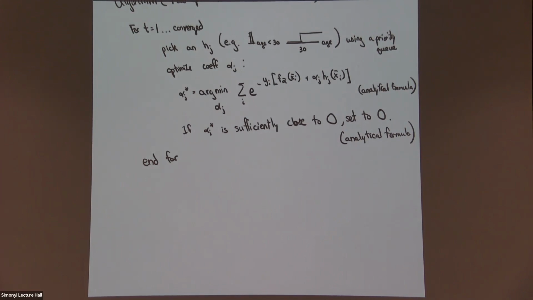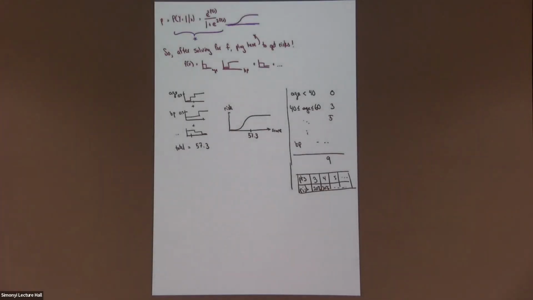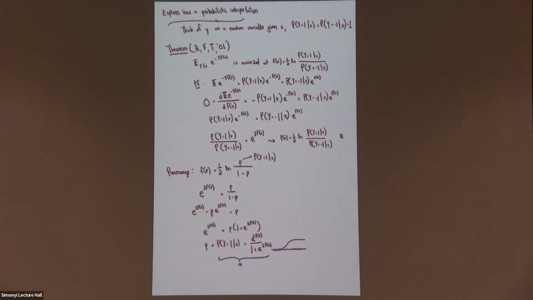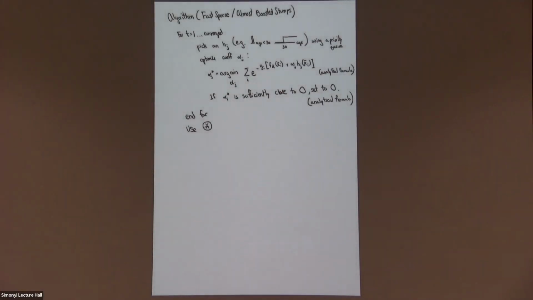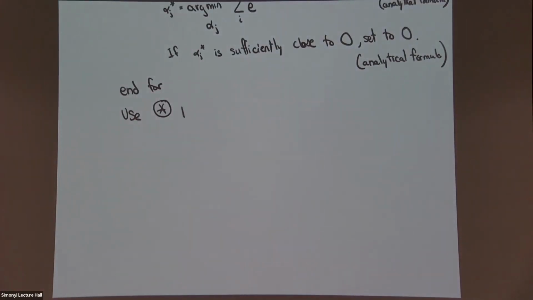And then once you've done that, you use this equation, this risk calculation, to convert f of x to probabilities. And then you can go ahead and use it to make risk predictions.